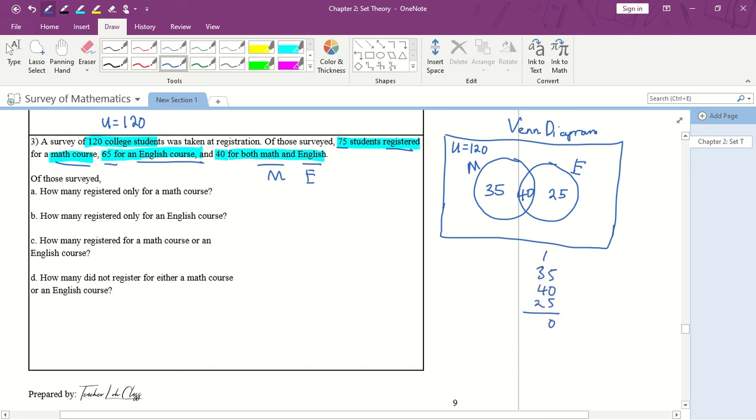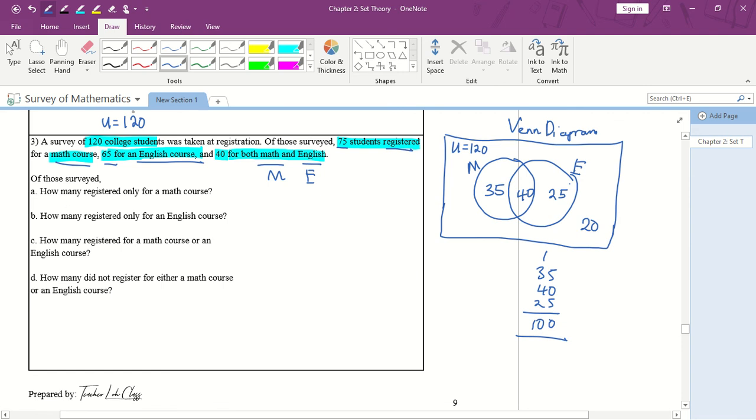is 100. So there's 100, which means that there's 20 students that don't register. Oops, there's 20 students that don't register for the math or English course. Okay, so now after you know this one, let's try the questions here.